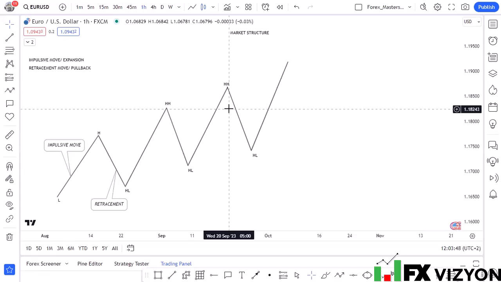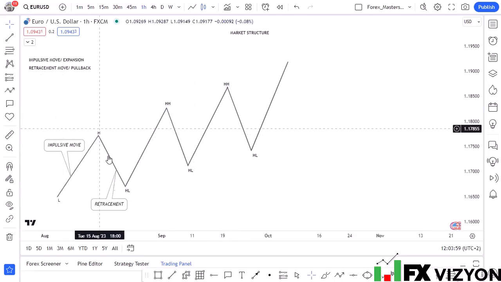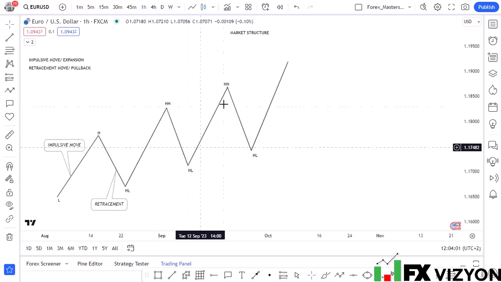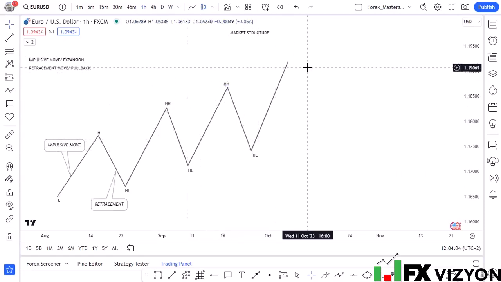I said an uptrend market is a market that is made up of a series of highs and lows, meaning that we're going to have a low, a high, a higher low, higher high, higher low, higher high, higher low, and higher high. For the market to remain in an uptrend, it has to keep on creating higher highs and higher lows. In other words, it should keep on respecting the lows and breaking the highs.